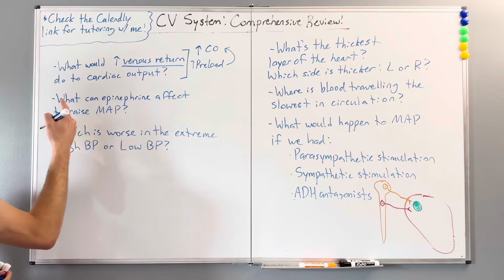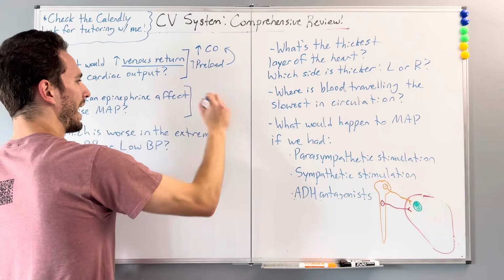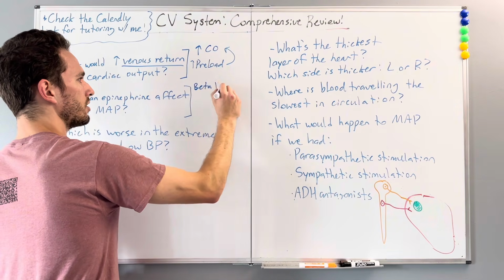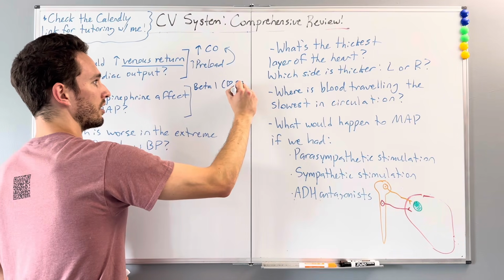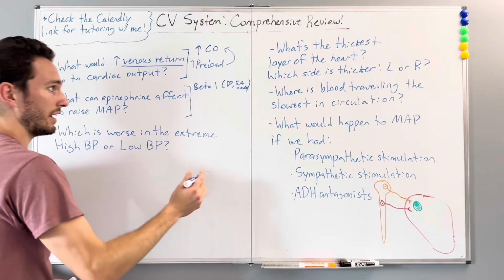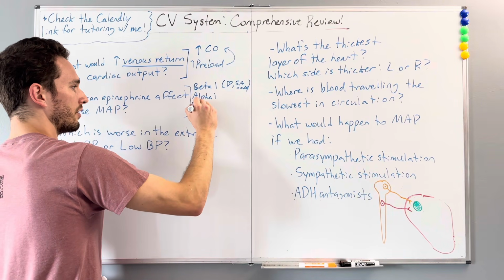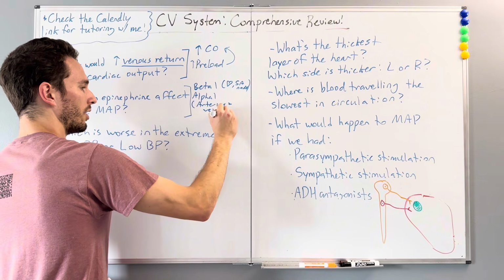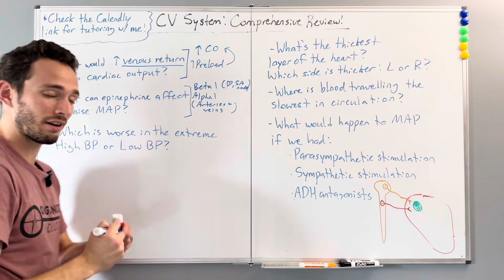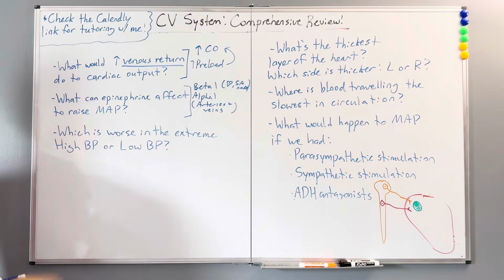The second thing, what can epinephrine affect to raise MAP? Well, we know it can act on the beta 1 receptors, that is in the heart muscle tissue, as well as in the SA node to increase heart rate, right? We can also act on the alpha 1 receptors, that is on the arteries, the muscular arteries and veins, and we are going to vasoconstrict them and therefore increase blood pressure. So both of these, right, will increase blood pressure by acting on those receptor types.